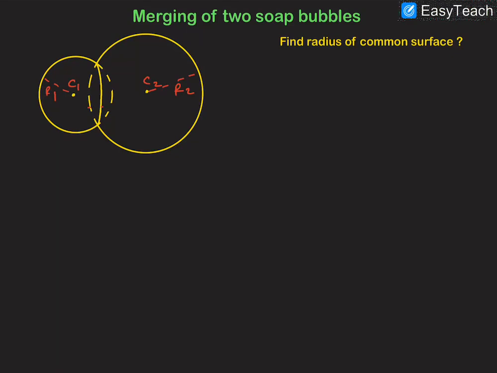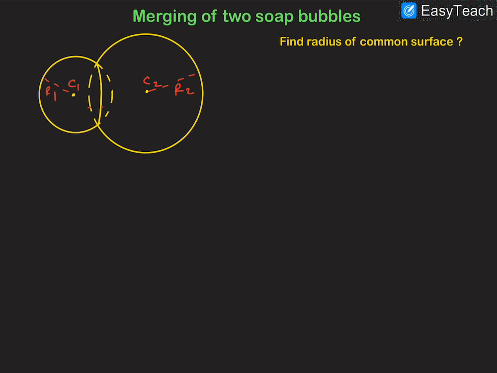In this video, we are going to discuss the radius of the common surface in the merging of two soap bubbles. This is a very commonly discussed topic of surface tension, and let us see the scenario first of all, when these two bubbles, which are of different radius, initially coalesce with each other. Coalesce means they are merging with each other.